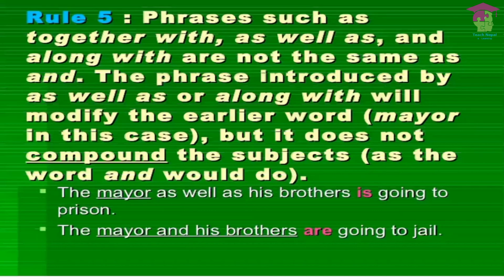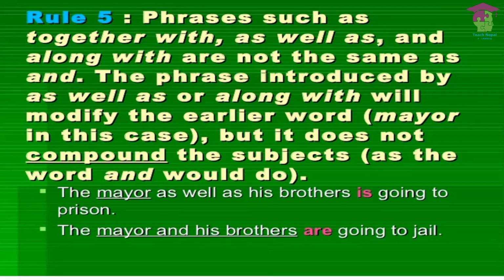Next we have phrases such as together with, as well as, and along with, which are not the same as and. It means we should not see as well as, together with as and, and when they come in a sentence, they are not joining the two subjects, all right? So in that case, for example, the mayor as well as his brother is going to prison, right? Or the mayor and his brothers are going to jail.